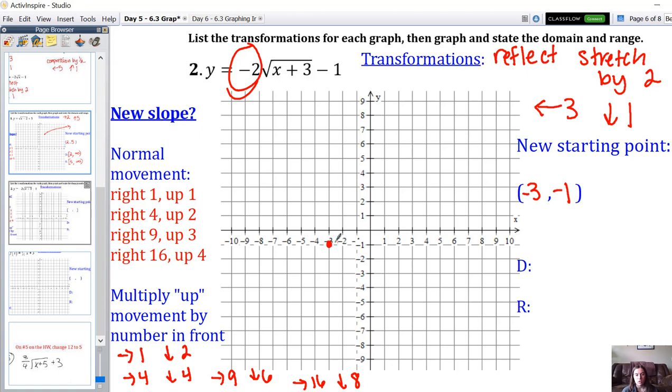So let's do that. We're going to the right 1 and down 2. We're going from our starting point, we're going to the right 4 and down 4. Back to our starting point, go to the right 9 and down 6. 4, 5, 6. And then we would also go to the right 16, but I already know there's not enough room for that. If we did go to the right 16, we'd be going down 8. And now we can connect our dots.